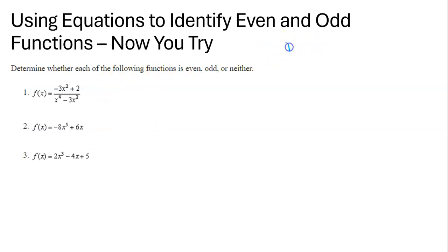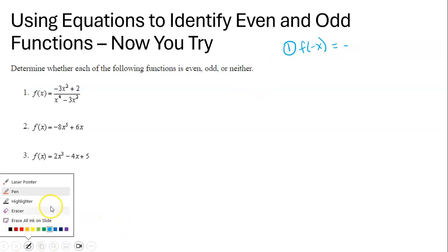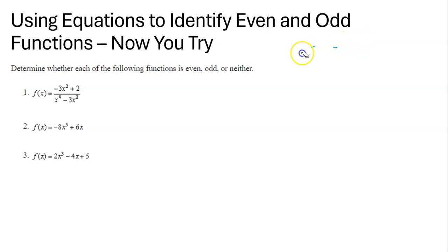So I'm going to do number 1 up here. So f of negative x, I'm trying to figure out if these are even, odd, or neither. Let me do it closer so you can see, and then I'll just erase it if I need space. Okay, so f of negative x.